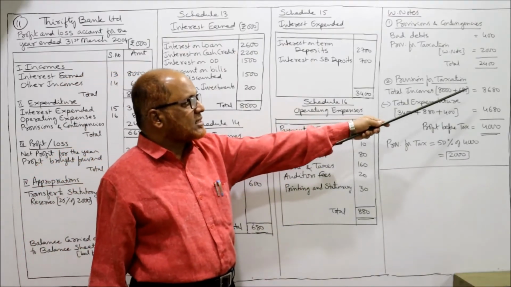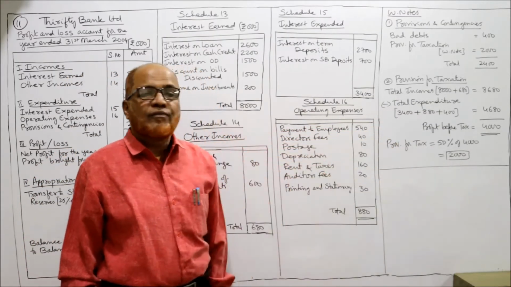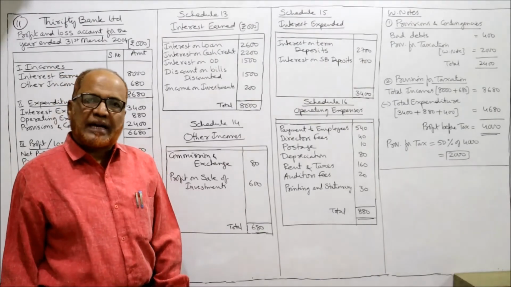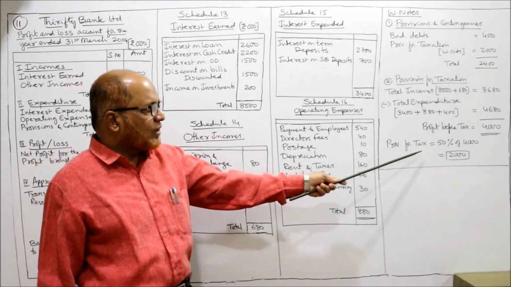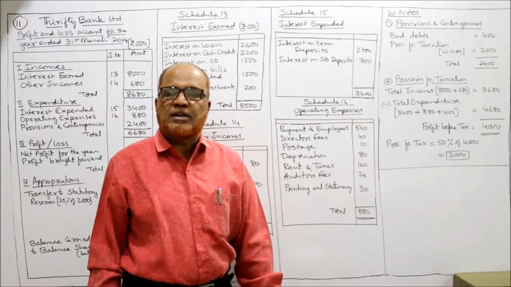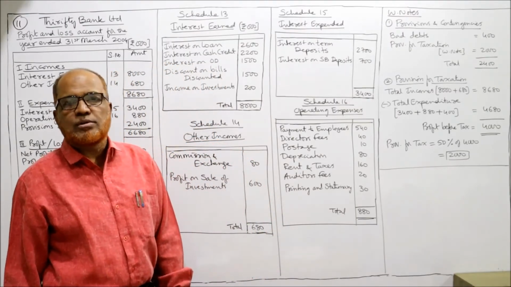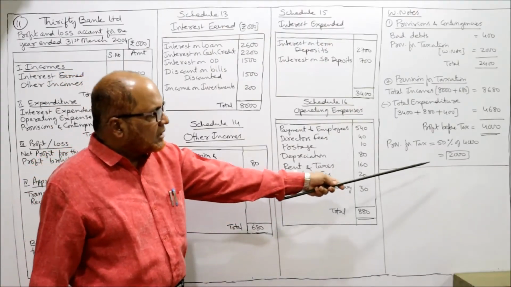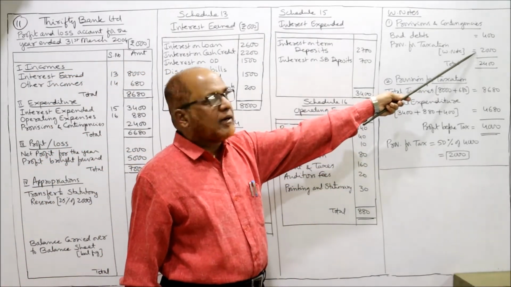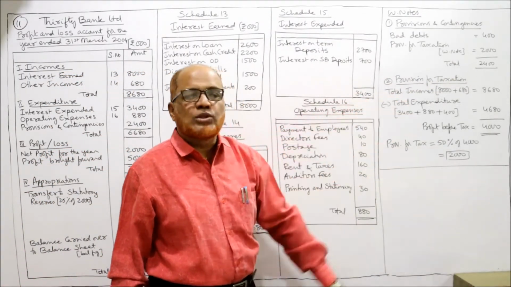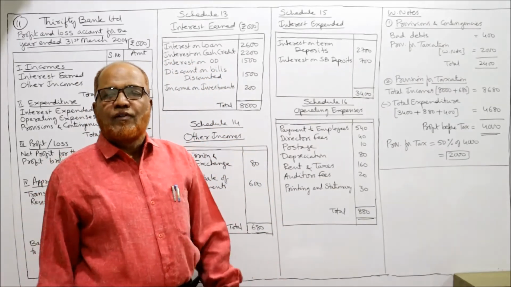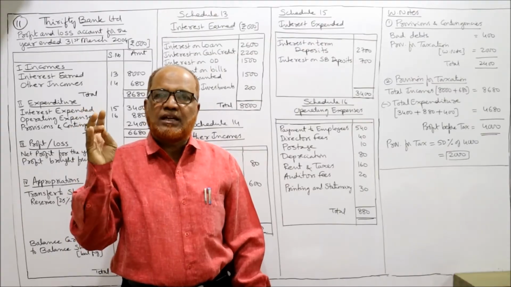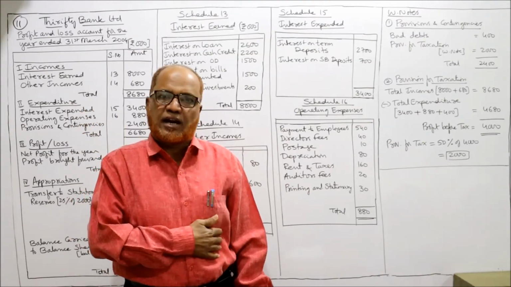Subtract 8680 minus 4680, 4000. So 4000 is the profit before tax. Provision for taxation is 50% of PBT, 50% of 4000. So 2000 rupees is the provision for taxation. Now take this 2000 here. Take the total of provisions and contingencies, 2400. That's all. We got all the totals of 13, 14, 15, 16 and provisions and contingencies.